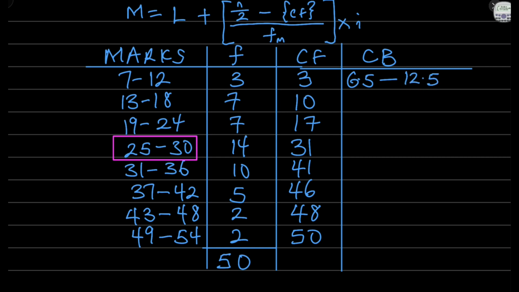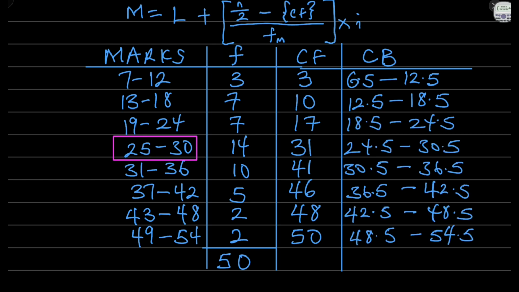So 7 minus 0.5 is 6.5 up to 12 plus 0.5 is 12.5. Then we do the same for every other. The next one is 13 minus 0.5 is 12.5 all the way to 18 plus 0.5 is 18.5. So I'm just going to fill that up quickly and I'm done.